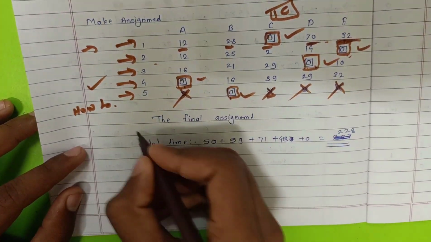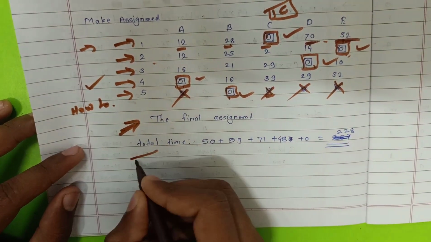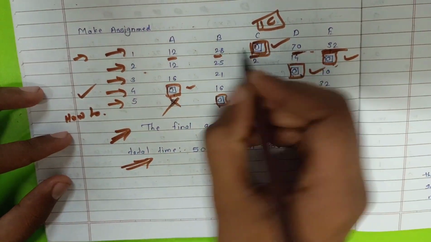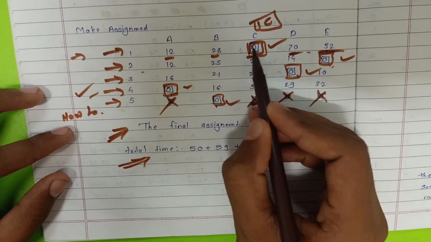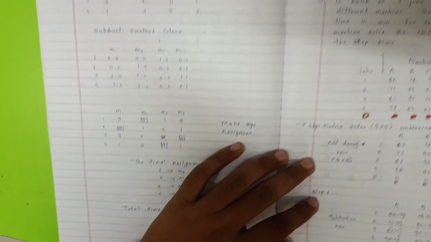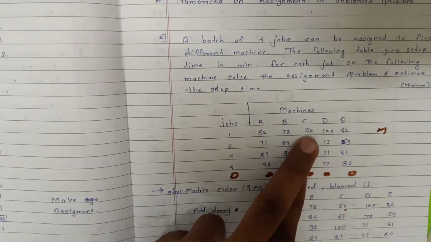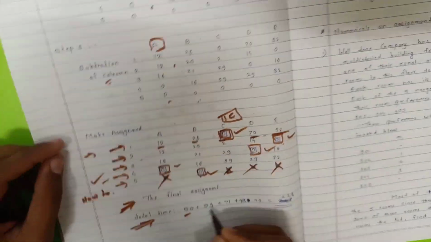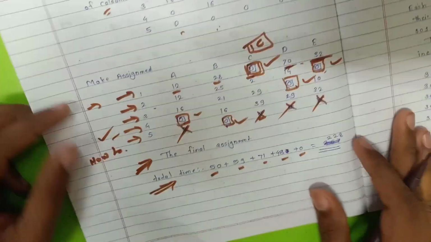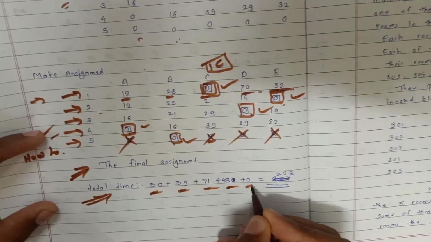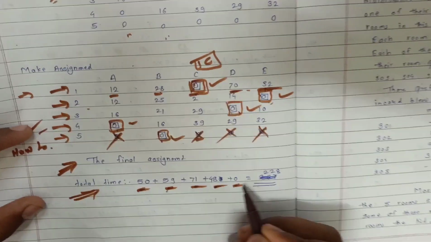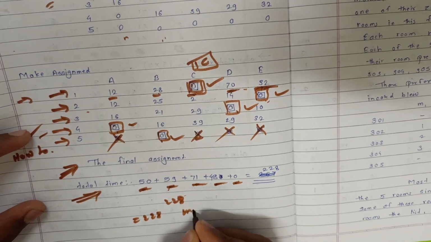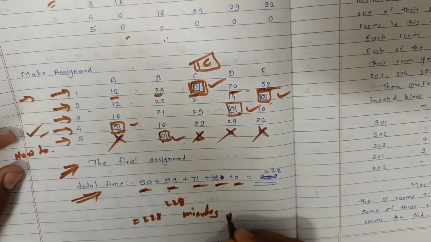So to calculate the final answer, the minimum time required to do the jobs, in the first row we found the zero at location C. So we check in the given matrix what is C's job time. That is 50. Next is 59, 71, 48 and 0. So we take the sum of all the assigned zeros, and the sum is 228. So the answer is 228 minutes required to do all the jobs.